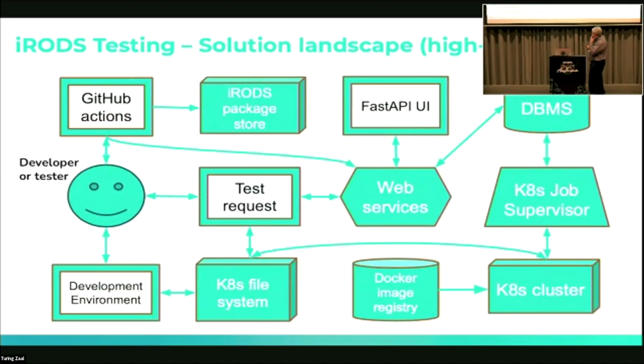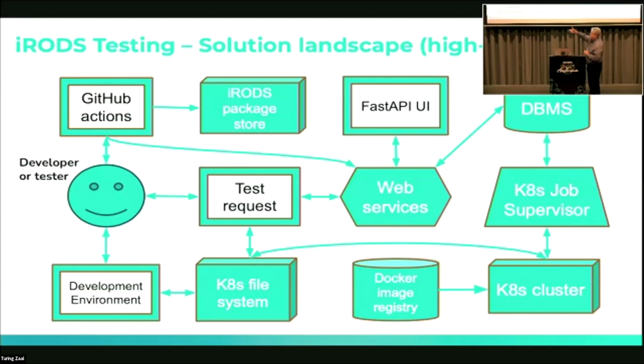So here's the big picture. I've just told you about some of these components, and now we'll talk about how the process works. It starts with a developer or tester, and you know that's an iRODS developer because they're green, right? They're interfacing with their development environment in GitHub and GitHub Actions. And I told you that the GitHub Actions are checking for code viability.